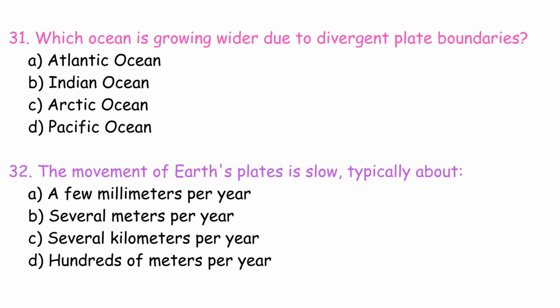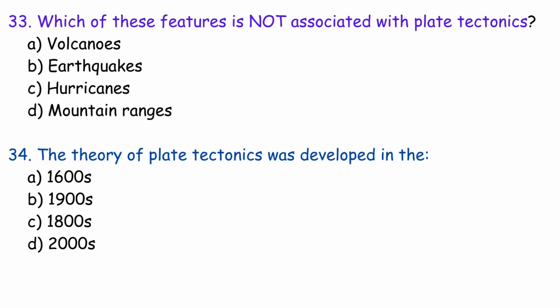31. Which ocean is growing wider due to divergent plate boundaries? A. Atlantic Ocean. B. Indian Ocean. C. Arctic Ocean. D. Pacific Ocean. 33. Which of these features is not associated with plate tectonics? A. Volcanoes. B. Earthquakes. C. Hurricanes. D. Mountain ranges.